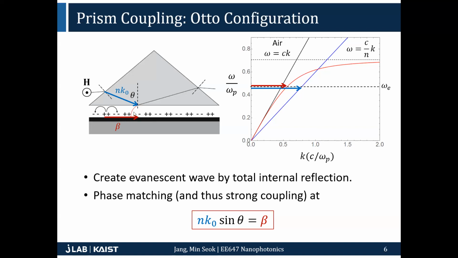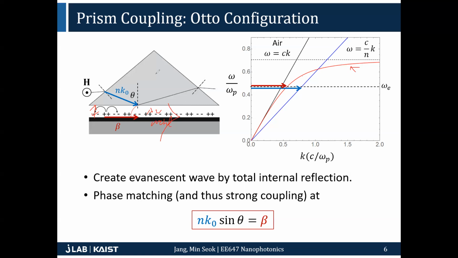Okay, so here the configuration is like this, called the Otto configuration. You have a prism here, a high index material, and then here's a gap, and then you have an air metal interface. Okay, then at the interface between air and metal, the plasmons roughly follow this red curve.